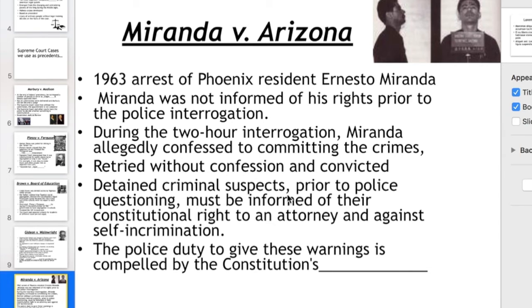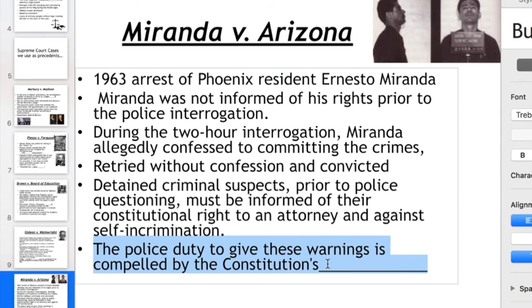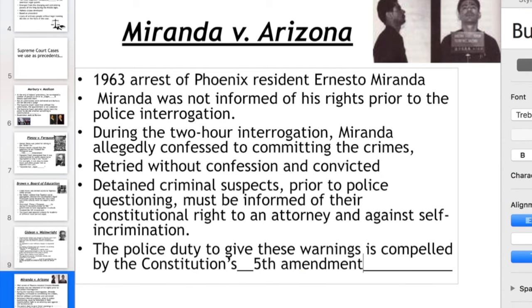So detained criminal suspects must be informed of their constitutional right to an attorney and against self-incrimination, which is part of the Fifth Amendment. The police duty to give these warnings is compelled by the Constitution's, like I just said, Fifth Amendment.